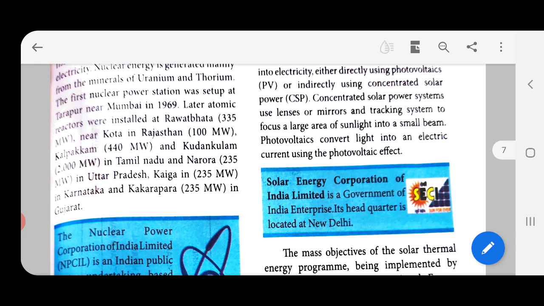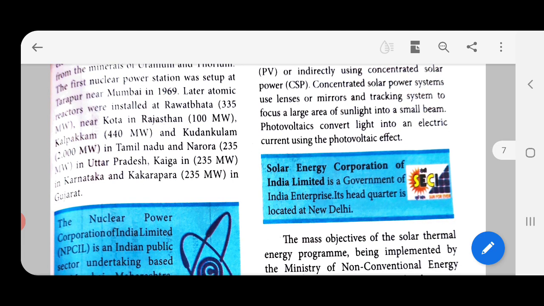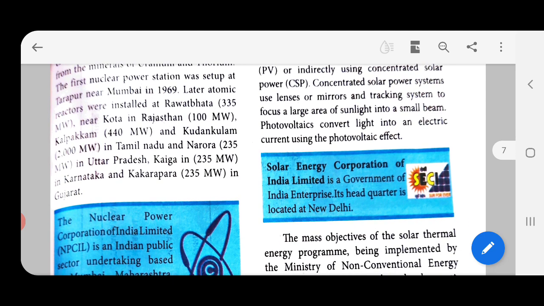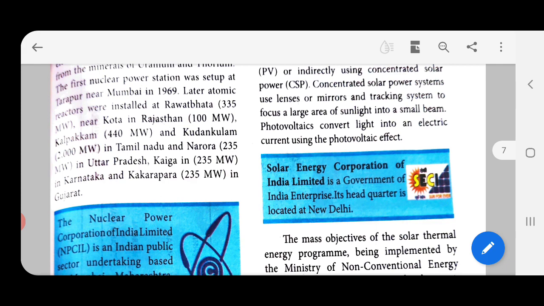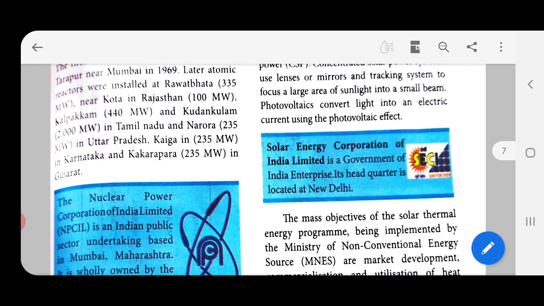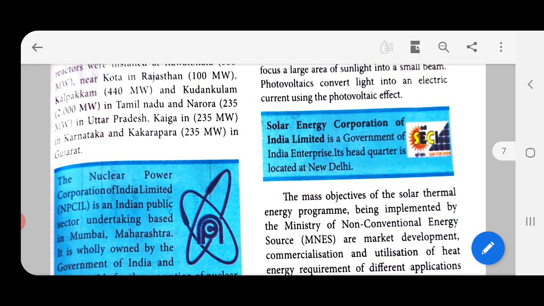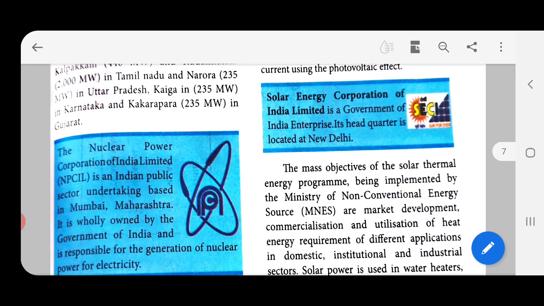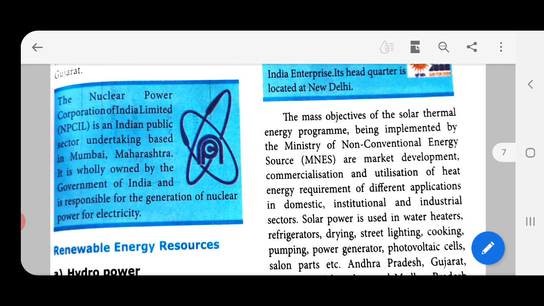The first nuclear power station was set up in Tarapur near Mumbai in 1969. Later atomic reactors were installed at Rawatbhata near Kota in Rajasthan, Kalpakkam 440 megawatts and Kudankulam 2000 megawatts in Tamil Nadu, Narora in Uttar Pradesh, Kaiga in Karnataka, and Kakrapar in Gujarat.